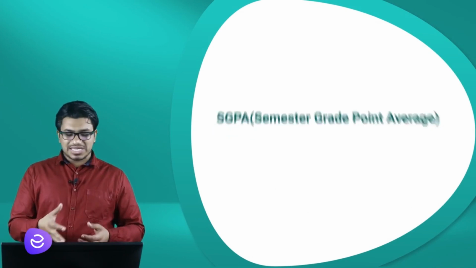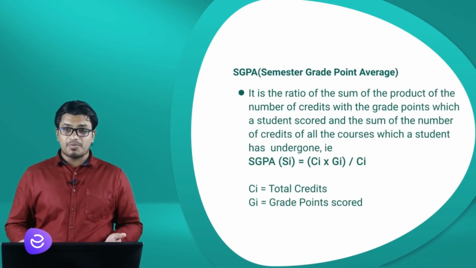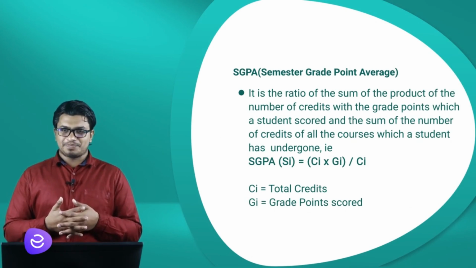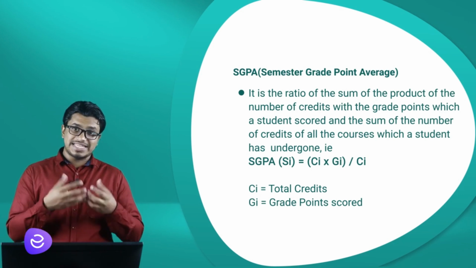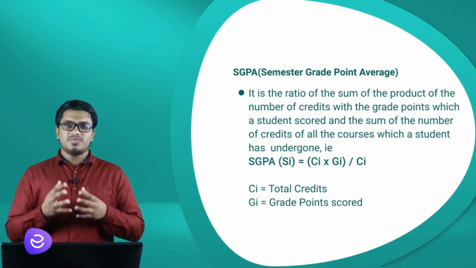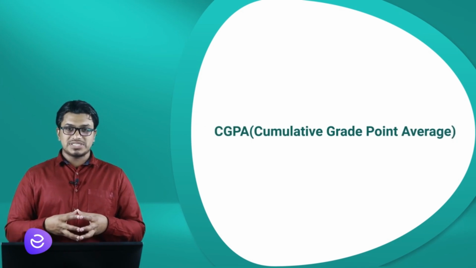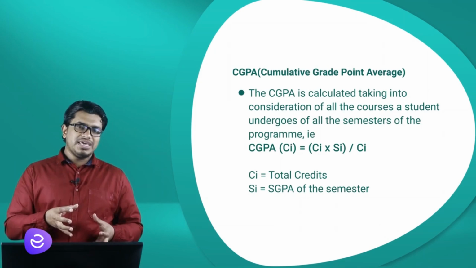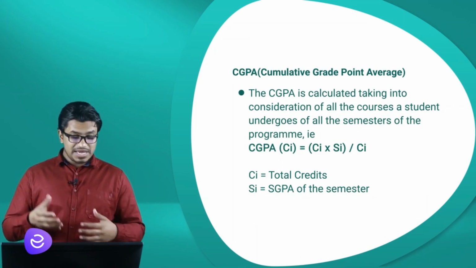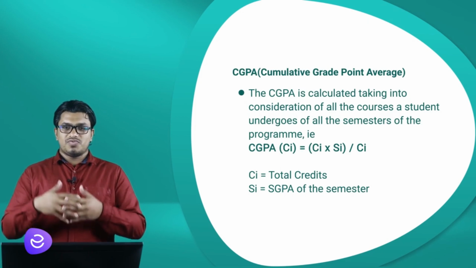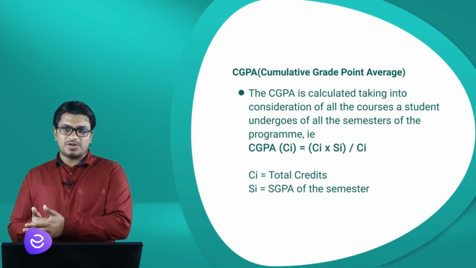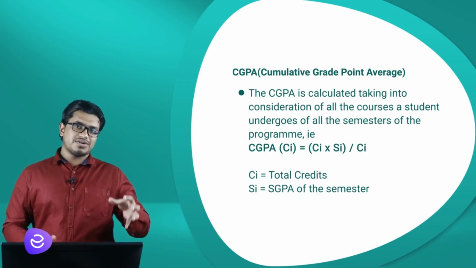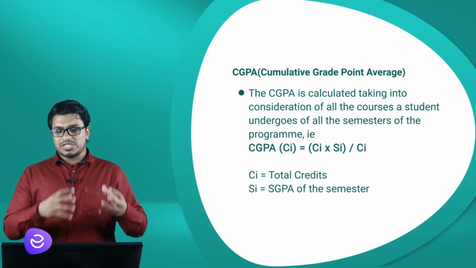So we take the total credits, we multiply it by the total grade points, and we divide it by the total credits. Again, we get the SGPA or the SI. So the SGPA is calculated at the end of every semester, and we have something called the CGPA also, which is the cumulative grade point average, where it is calculated on the basis of CI into SI. SI means the SGPA divided by the total credits. So we have the SGPA, which is calculated at the end of every semester, and the CGPA, the cumulative grade point average, which is calculated at the end of the degree course or the PG course.